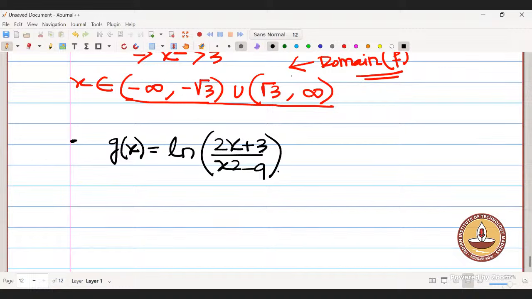Any idea how should I solve this question? Yes, sir. This can be division. We can bring it to the form minus ln of 2x plus 3 minus ln of x square minus 9. Then simplify.